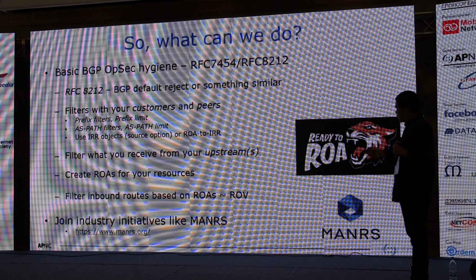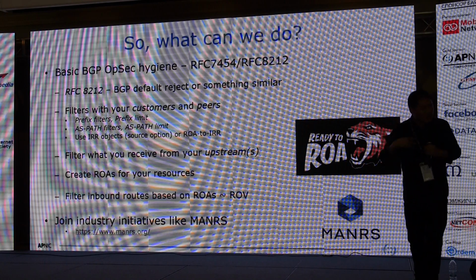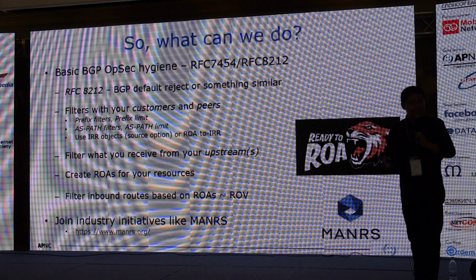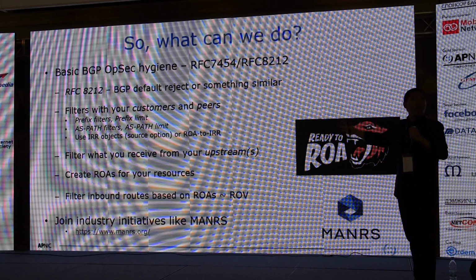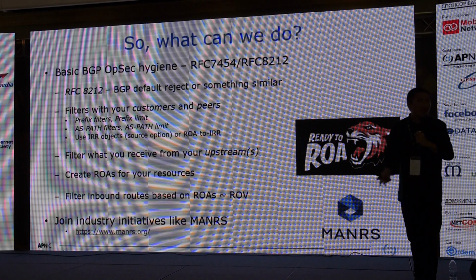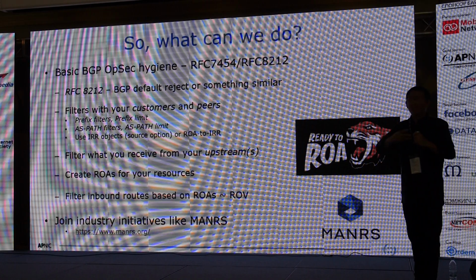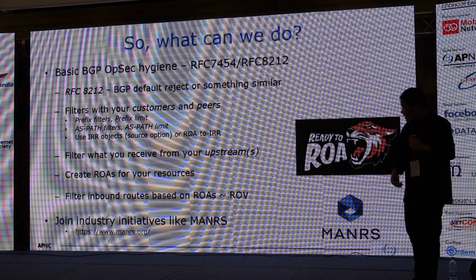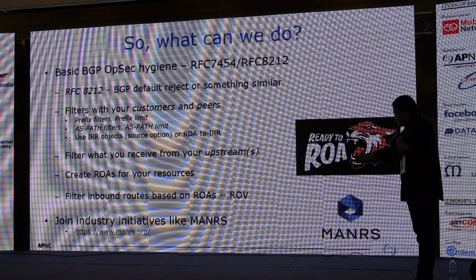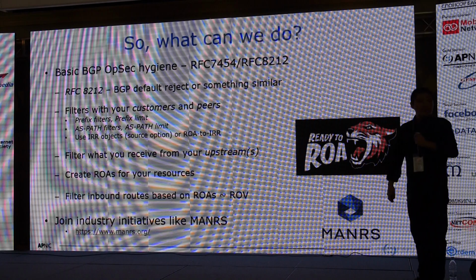And of course, create prefix filters, create prefix limits, right? Create AS path filters, and most engineers already know how to do this. But why are those big networks not doing it? Why do we keep seeing leaks after leaks every month, every week on the internet, right? And most importantly, please create your ROAs.